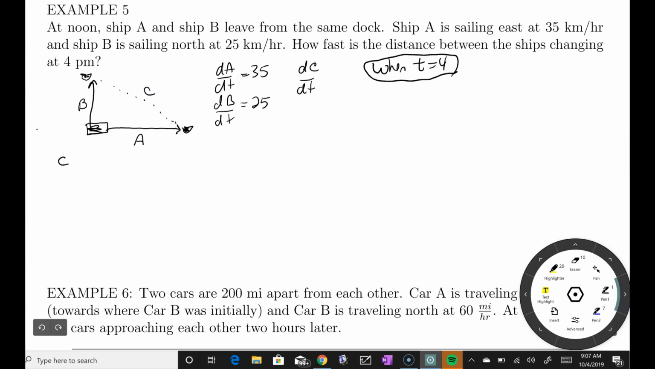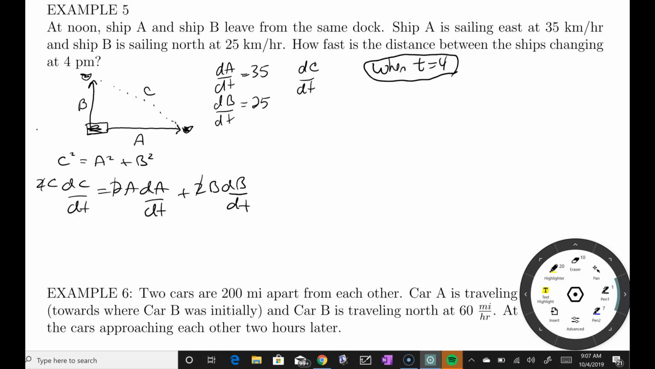And so my equation is c squared equals a squared plus b squared. So 2c dc dt equals 2a dA dt plus 2b dB dt. Okay, so I can cancel all the 2's. So now I can use my when information to figure some things out.